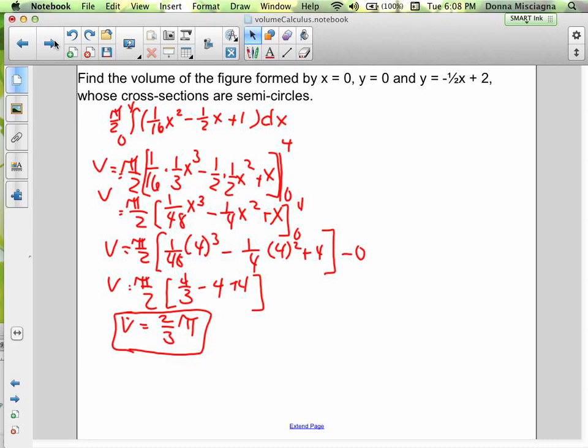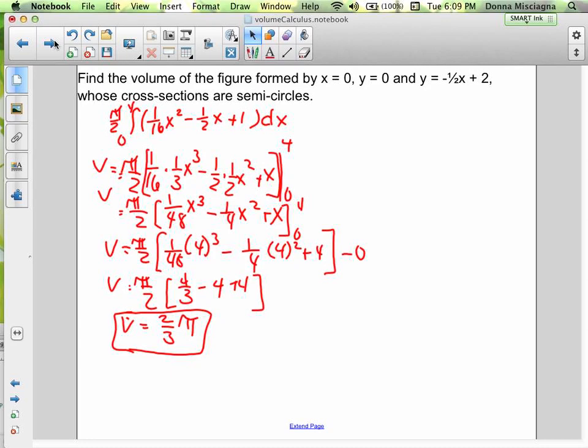1/4 times 4 squared is going to give us minus 4, and then plus 4. So when we multiply that by the pi halves, we're going to get 2/3 pi. That's the volume of the whole thing, 2/3 pi. Not a whole lot of volume right there, is it?